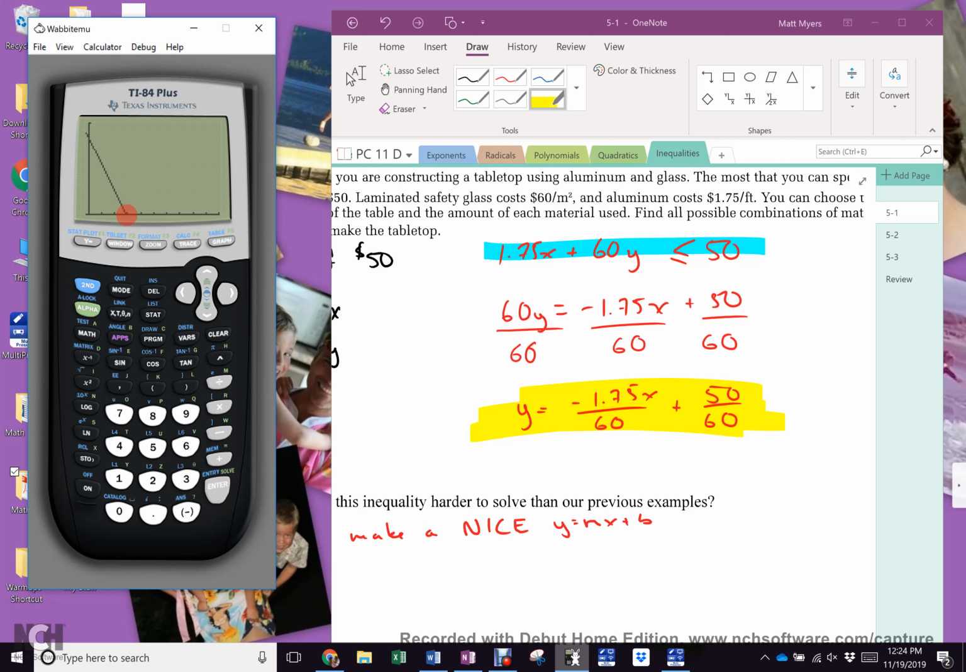So now all we got to do is do the shading, correct? Well, we know that 50 is less than, right? So where would less than be? Here or here? I don't know. Let's check. Is 0, 0 a test point I can use? Is 0 less than 50? So if I bought no glass and no aluminum, have I spent under my $50? So that means this is part of it, correct? So I would shade under here, wouldn't I?